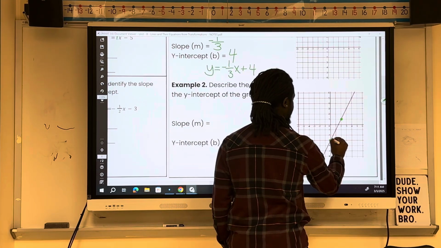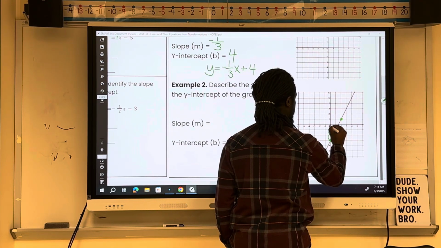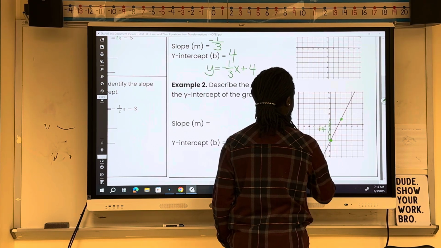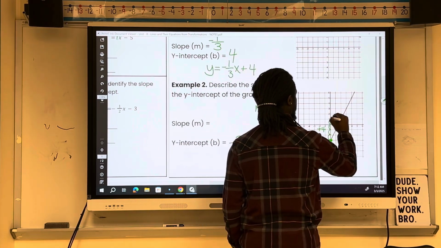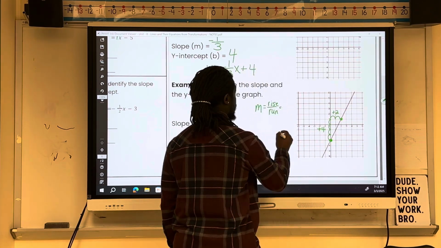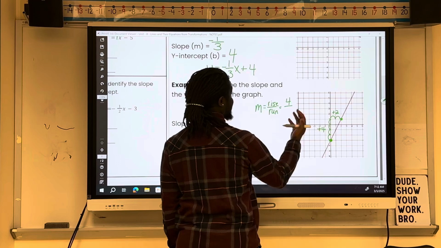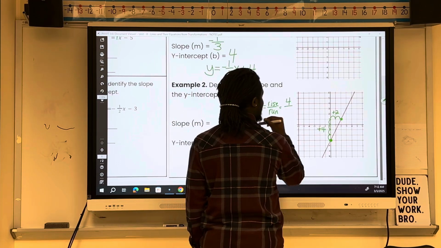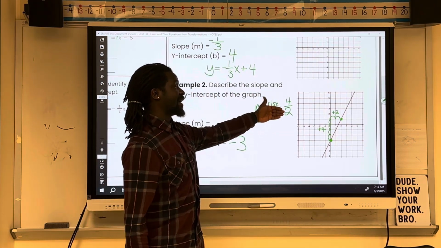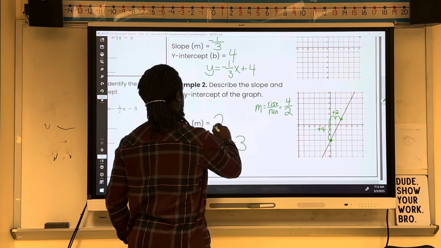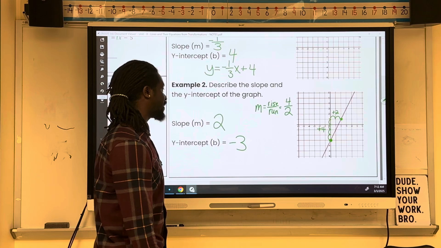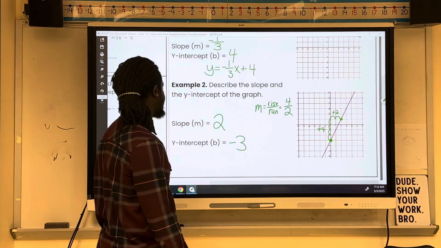So I'm going to rise 1, 2, 3, 4. So that was a positive 4 that I rose. And now I'm going to run 1, 2, and that is a positive 2. So I rose 4, then ran positive 2. And so 4 divided by 2, whenever you have a slope, you do want to simplify it if possible. So 4 divided by 2 is going to be 2.